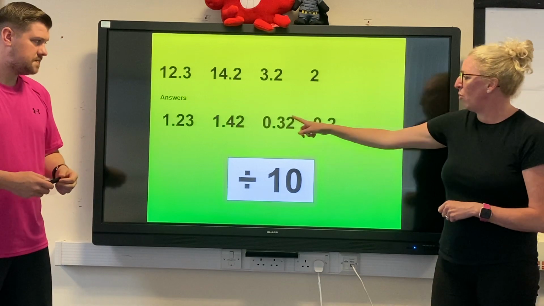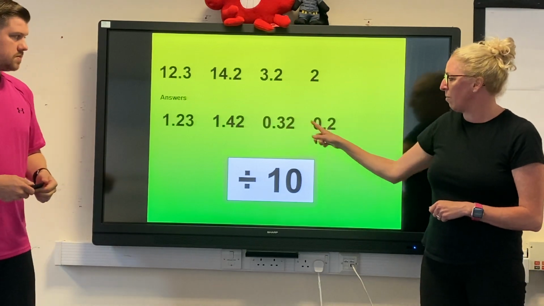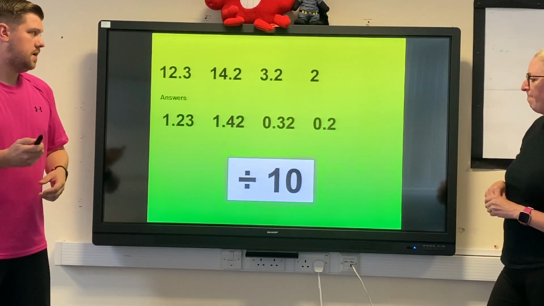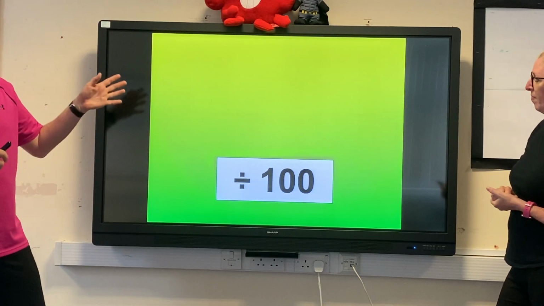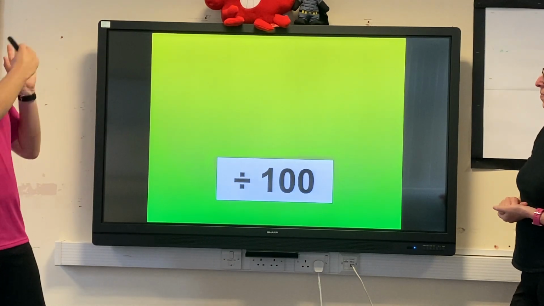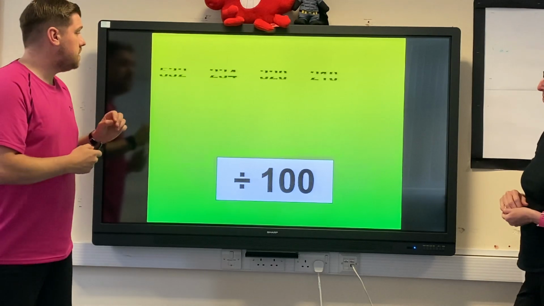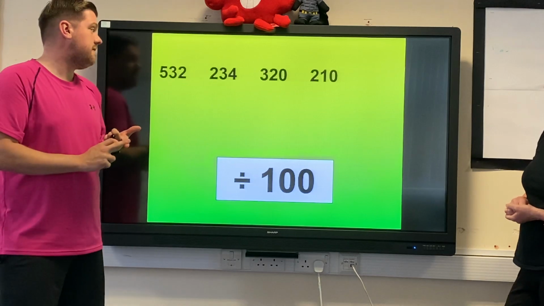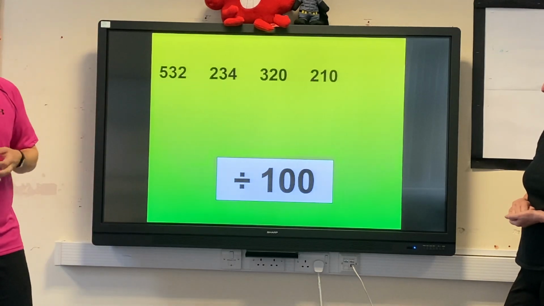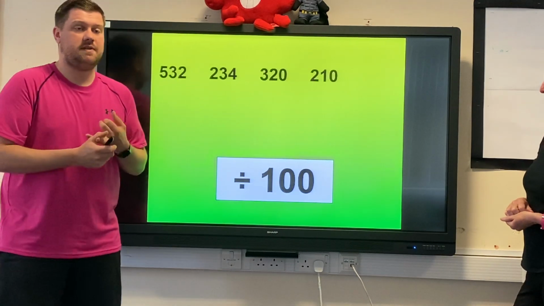You need that 0 at the front of these numbers before the decimal point. Next, we're looking at dividing by 100, so exactly the same as what Mrs. Dickinson has just said, but obviously we're doing 2 jumps to the right. These are your questions. So we've got 532, 234, 320 and 210. Pause your video and have a go.